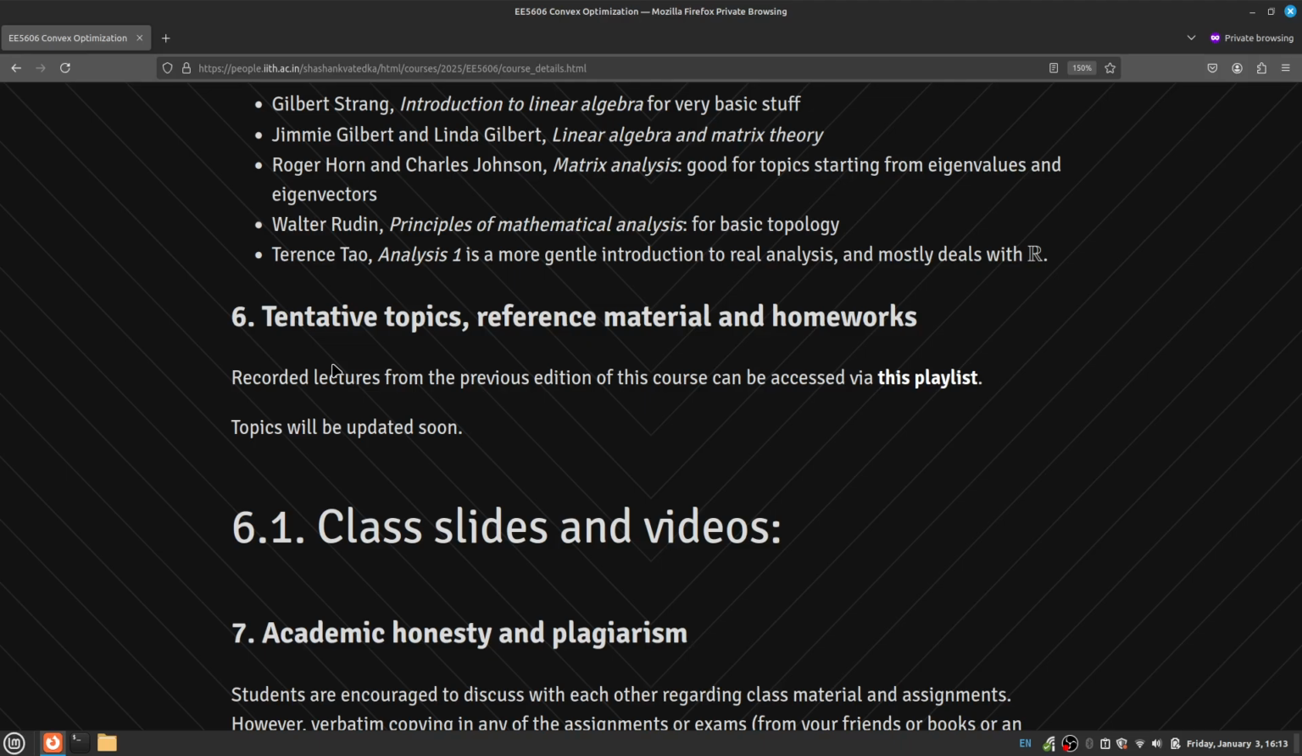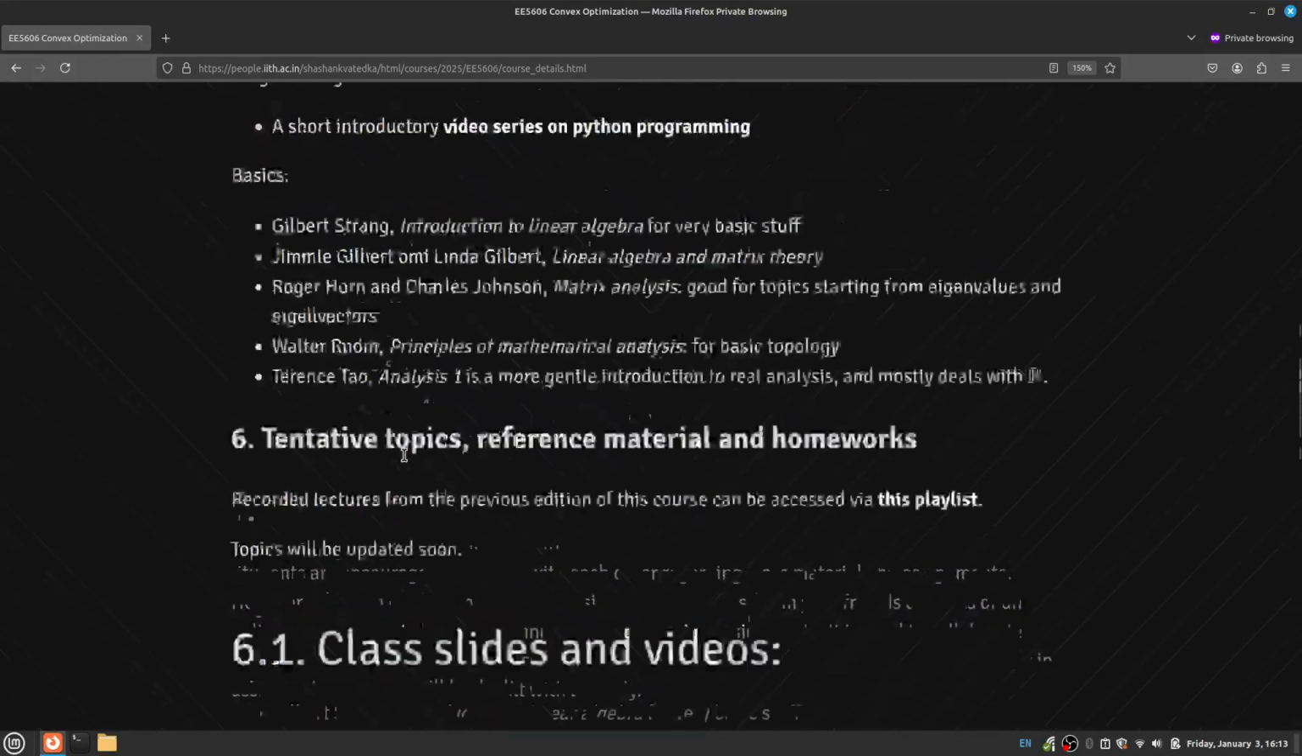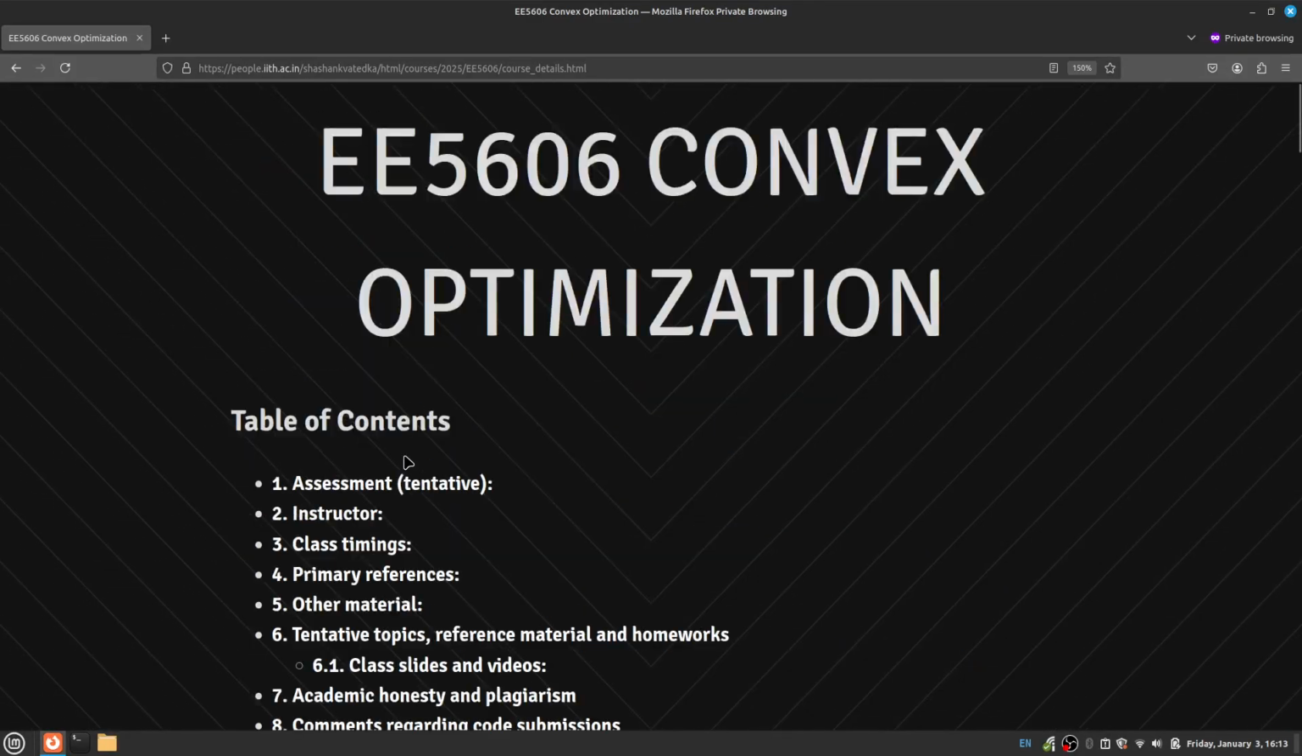And assignment submissions and announcements will be on Google Classroom. So in case you've just registered and have not got an invite for Google Classroom, just wait for a couple of days. In case you still haven't got an invite, just send me an email. All right. Just go over this course webpage completely.